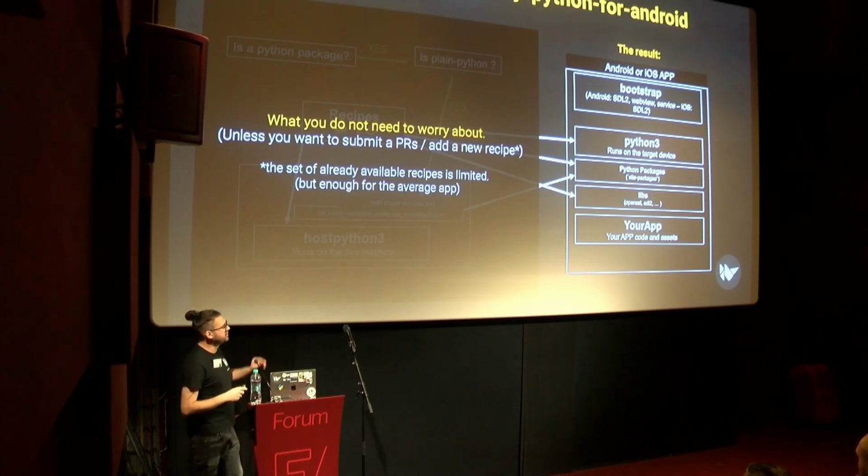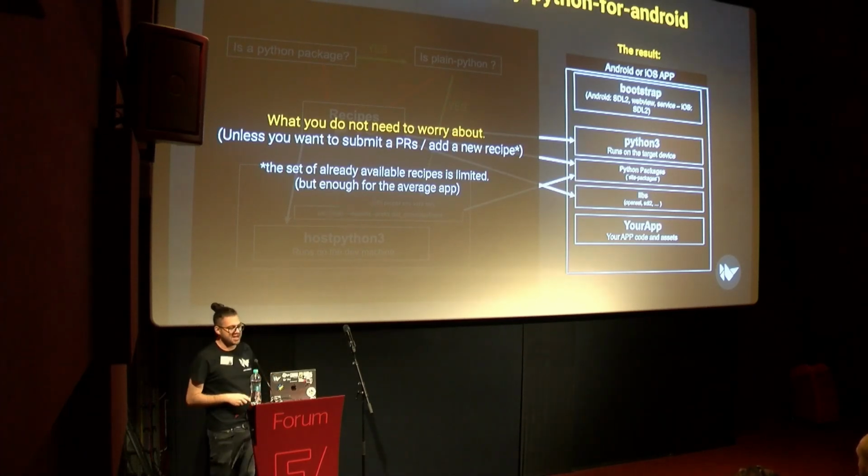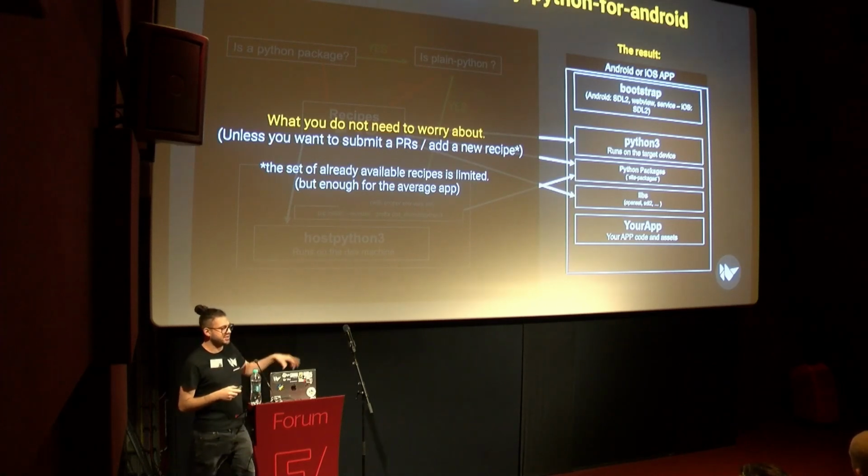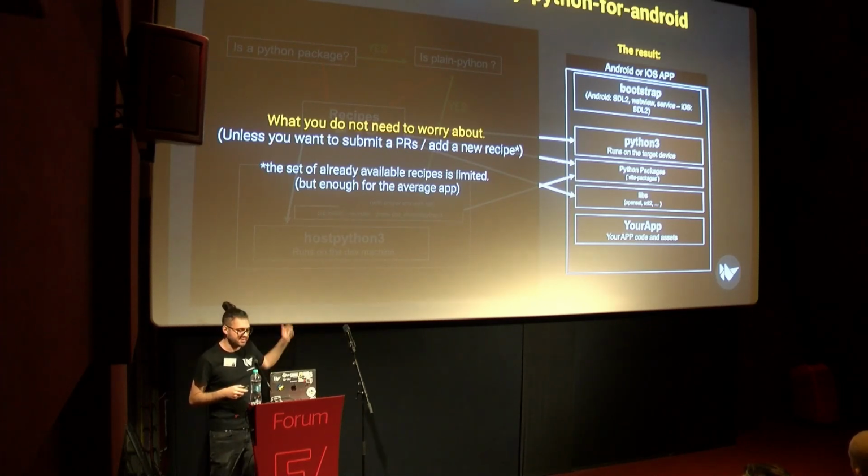So the final result is your Android or iOS app with the Bootstrap, which basically starts with the Python 3 interpreter, which is cross-compiled, then the Python packages, both cross-compiled and plain Python packages, then the cross-compiled libraries, like OpenSSL, libffi, etc. And finally, your app, along with your assets.